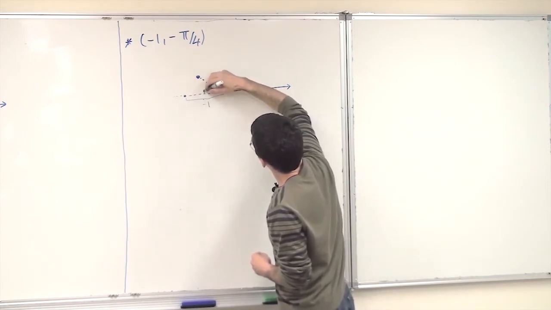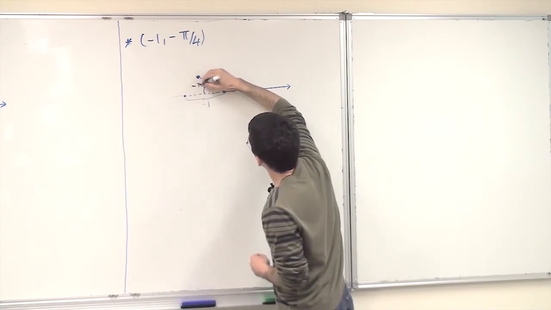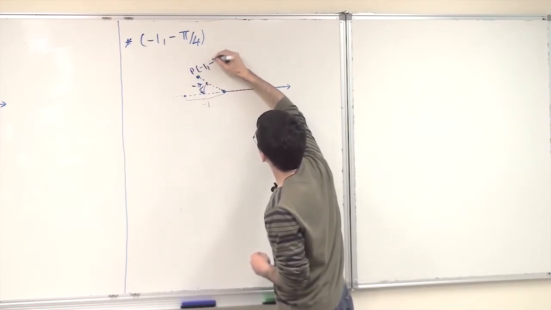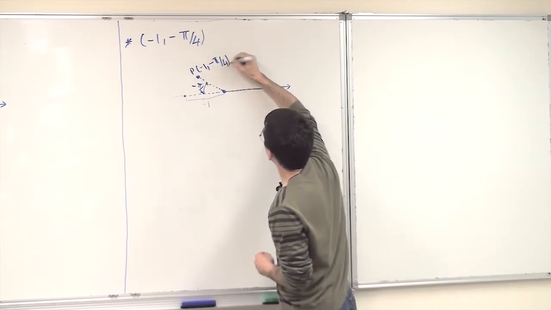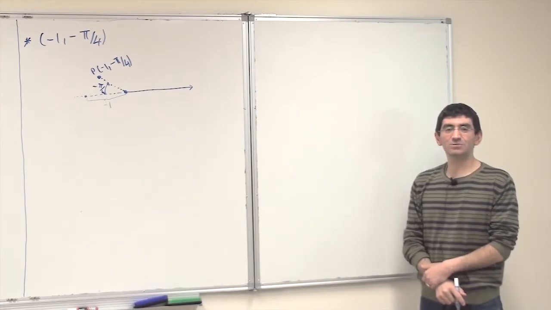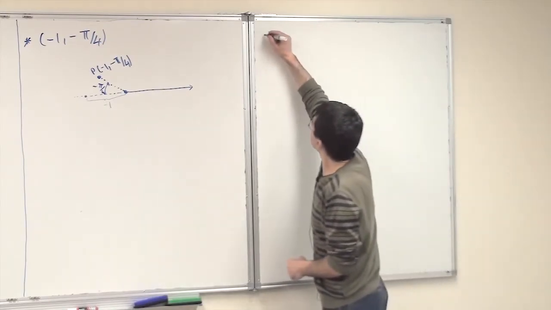So that angle here is negative pi over 4, and this point here is negative 1, negative pi over 4. Next, I want to make another remark about points in polar coordinates.